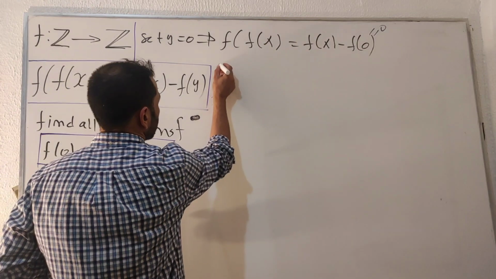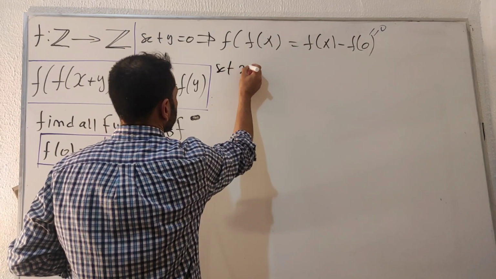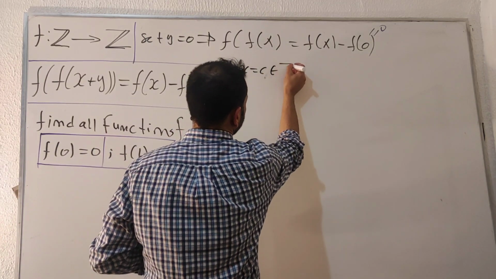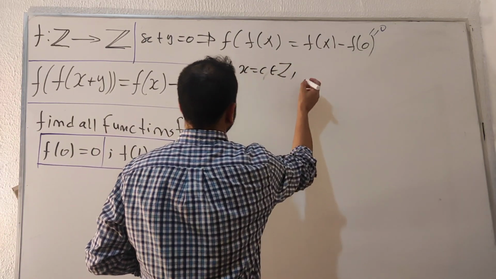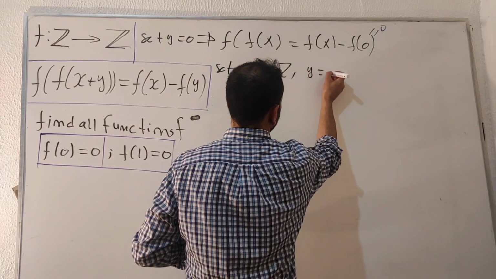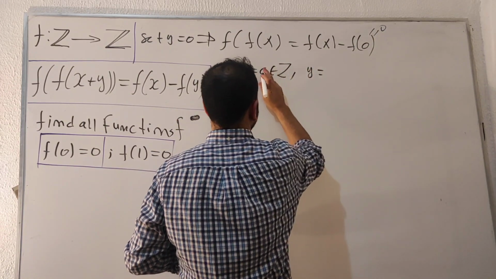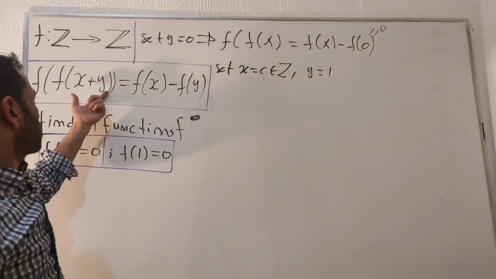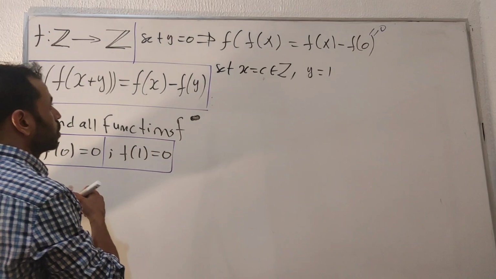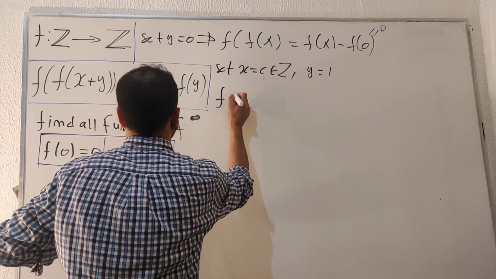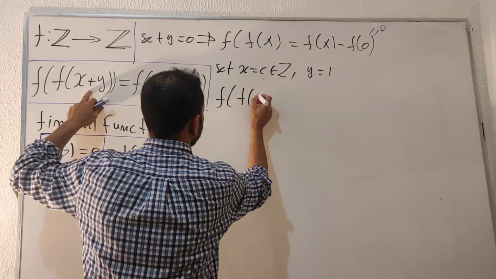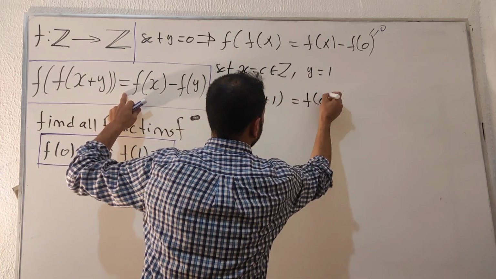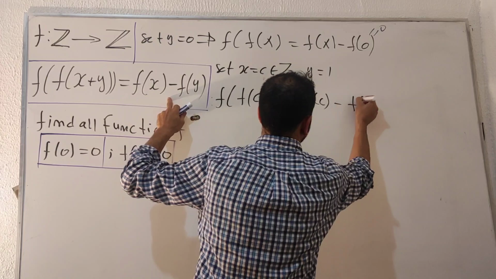Now let's set x equals c as an integer, and y equals 1. Let's take these values back into this one. So I get here f of c plus number 1, which equals f of c minus f of 1.